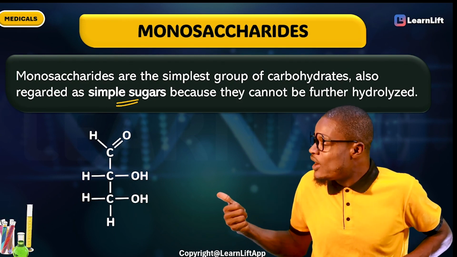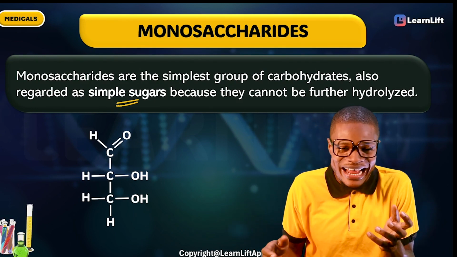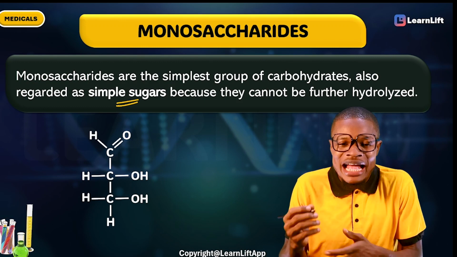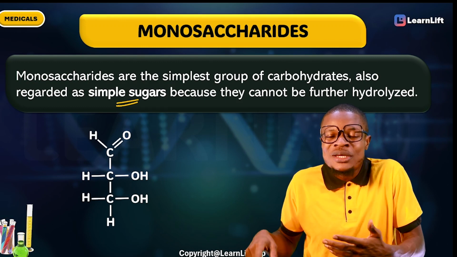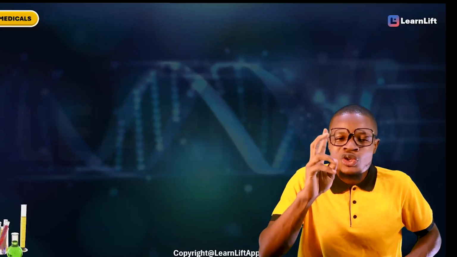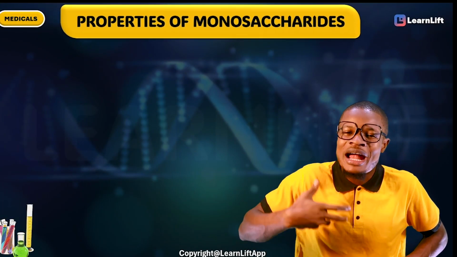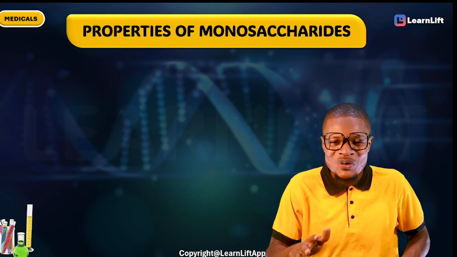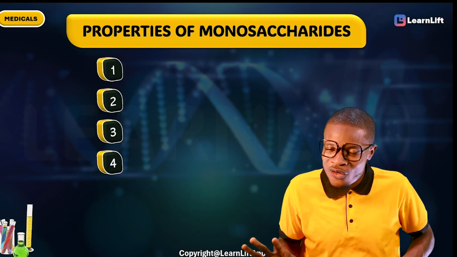Now, this is it very quickly. This structure we see here is a monosaccharide. Are you getting me now? If this reacts with water, it cannot give me something simpler than this anymore. No, it's not possible. You must understand with me very quickly that there are properties of monosaccharides that you should know. How many properties? We are going to dwell on 4 of them.